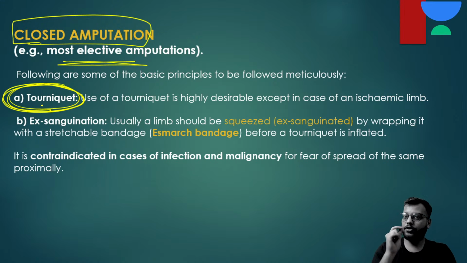You put the tourniquet, you note the time, you do the amputation, because tourniquet is important. Otherwise, as soon as you cut the vessels, before ligating there will be a massive blood loss, and you will not be able to identify the vessels, because there will be so much blood loss that a proper view will not be possible. So tourniquet is important. Okay, what is exsanguination?